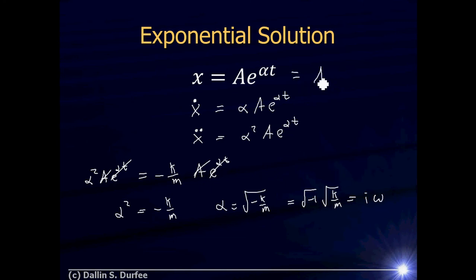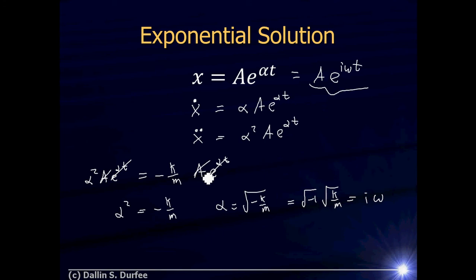So our solution ends up being a e to the i omega t. Groovy! This is the complex exponential that I told you was going to come up. Now, isn't this awesome? Now we have a solution which is an exponential. They're a lot easier to manipulate mathematically.